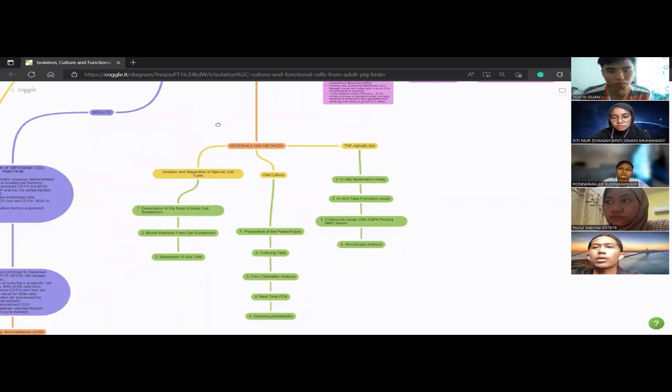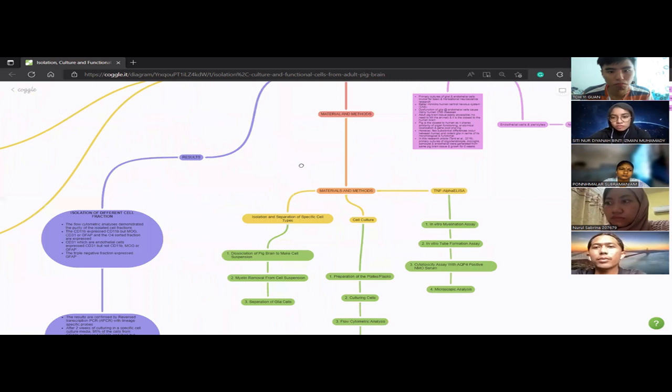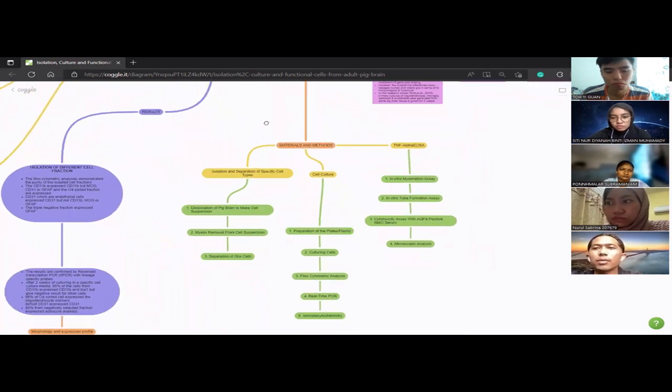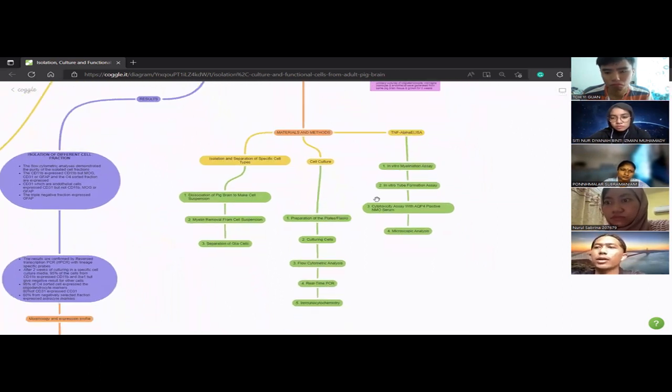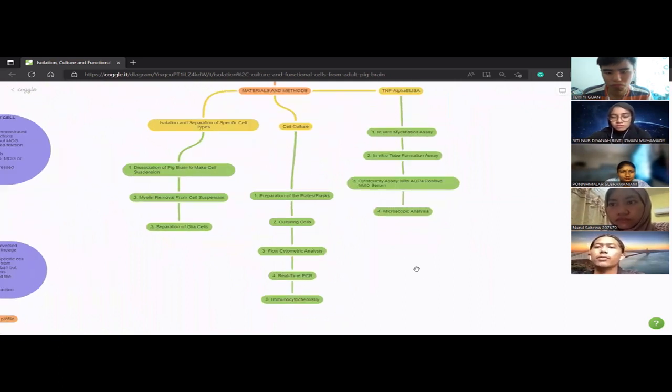All right, I'm going to continue with the methods. Since Sabrina has already gone through the methods, I'm just going to briefly go through it again. As mentioned by Sabrina, there are 3 parts of this practical.